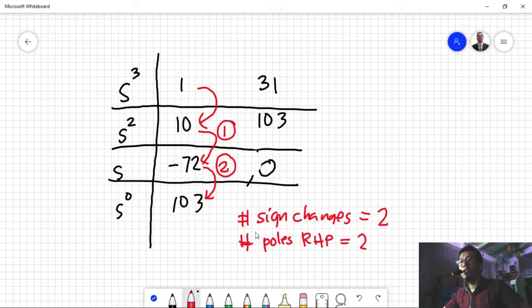Okay. And since kung titignan natin, meron tong tatlong closed loop poles kasi S cube yung pinakamataas. Okay. So if we have 3 closed loop poles, yung dalawa doon nasa right half plane. Yung isa ngayon automatic nasaan na yun? Nasa left half plane yun. Number of poles sa left half plane equals 1. Kasi nga dapat tatlo yung closed loop poles natin. Okay?